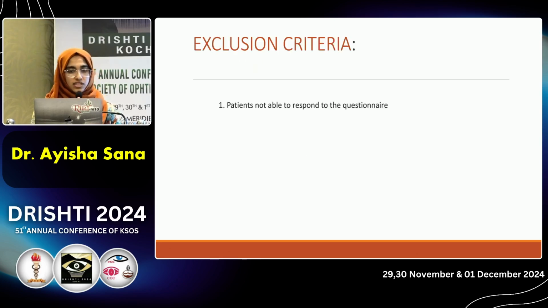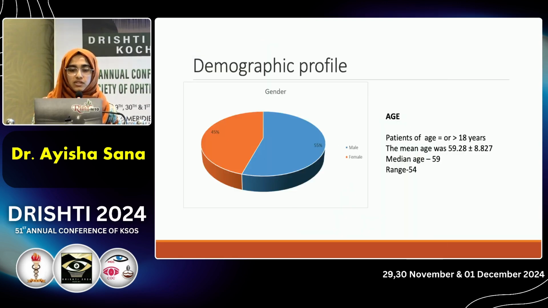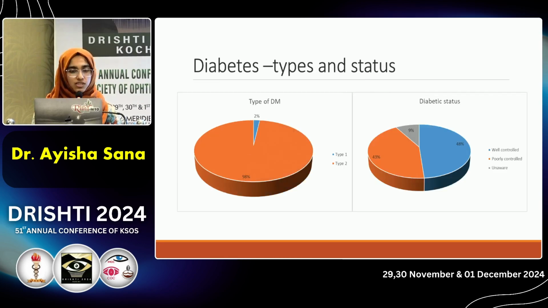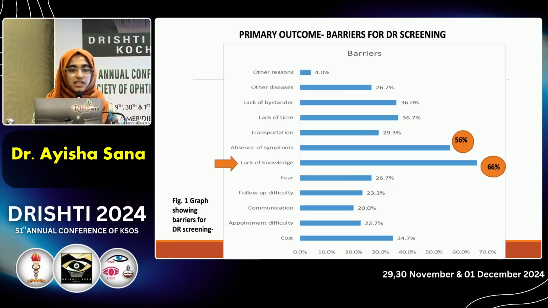Patients not able to respond to the questionnaire were excluded, and we found that the majority of the patients were males and the mean age was 59 years. It was mostly type 2 diabetic patients, and most of them were well controlled. Complications were present in a minority of patients, like neuropathy and nephropathy, and most of the patients were on oral hypoglycemic agents. The primary outcome was found to be lack of knowledge, seen in around 66% of the patients, followed by absence of symptoms in around 56%.